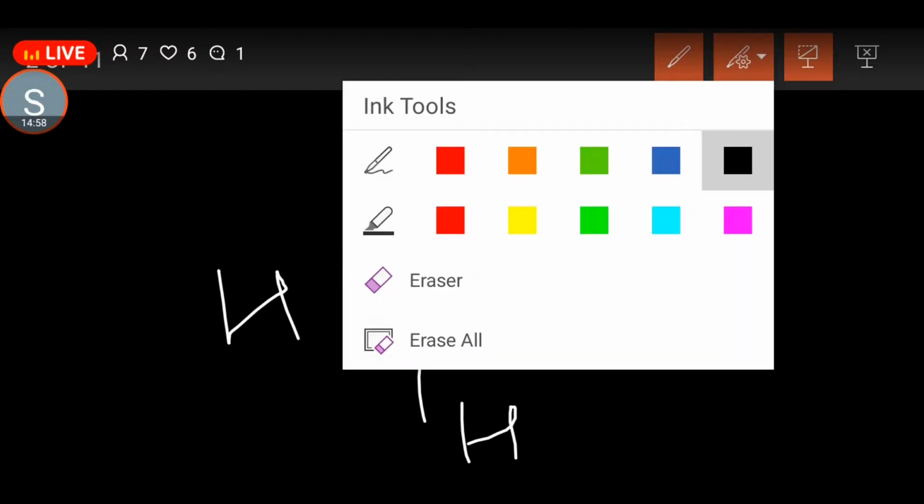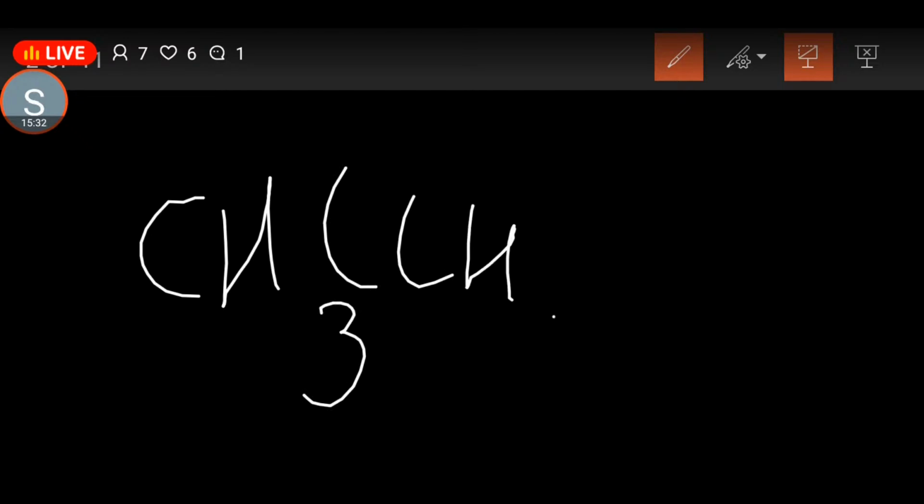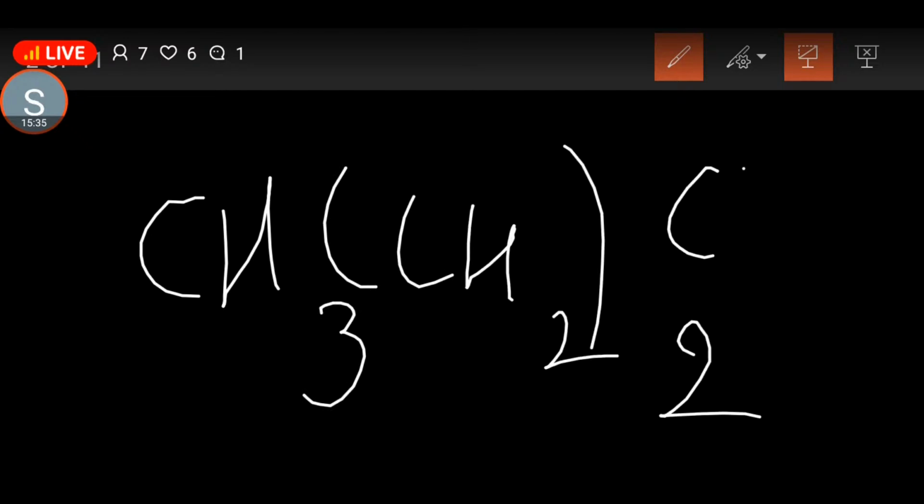Okay. Now, what is the condensed formula? The condensed formula is for a compound, say CH3, CH2, CH2, CH3. We represent this as CH3, then in brackets CH2 twice, then CH3. I'll show you how to represent that formula. You write CH3 (CH2)2 CH3. And this is the condensed way of writing.